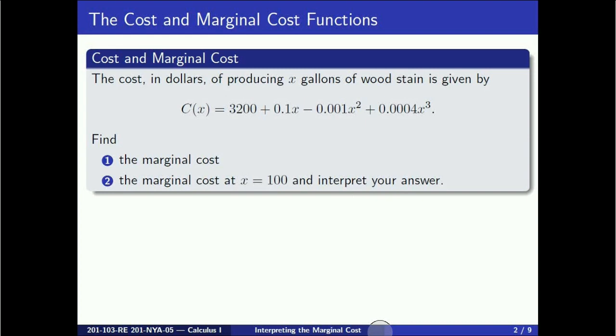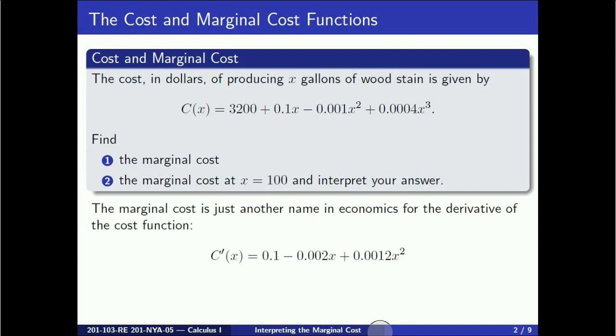The problem is to find the marginal cost function and the marginal cost at x equals 100 and interpret the answer. The marginal cost is just another name in economics for the derivative of the cost function, and differentiating the polynomial gives C prime of x equals 0.1 minus 0.002x plus 0.0012x squared. Replacing x by 100, we obtain the marginal cost when x equals 100, which turns out to be 11.90.